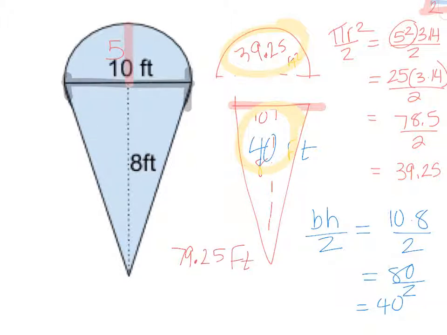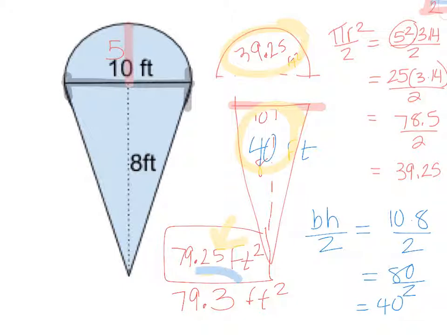Don't forget your units, square feet, because it's area. And because I'm rounding to the nearest tenth, I am going to look at the 2 and round it by looking at the 5, which tells me that 2 becomes 3. So it's really 79.3 square feet.